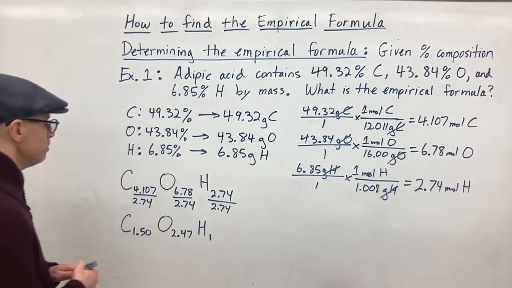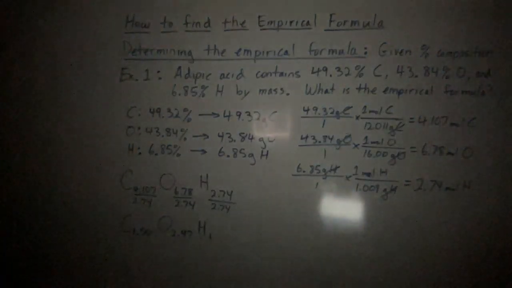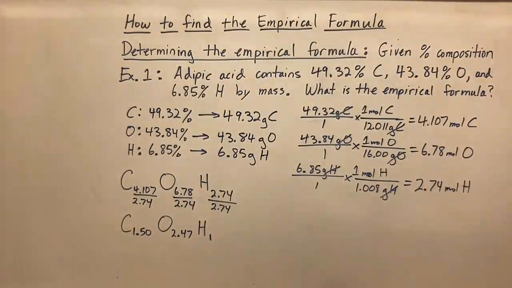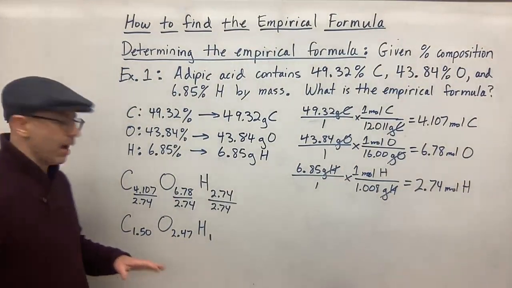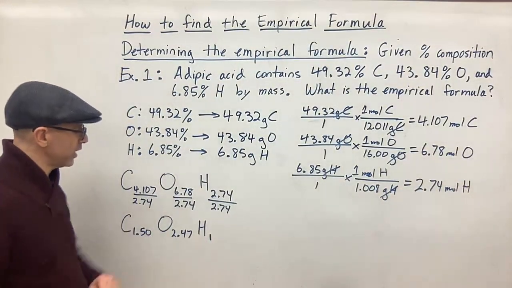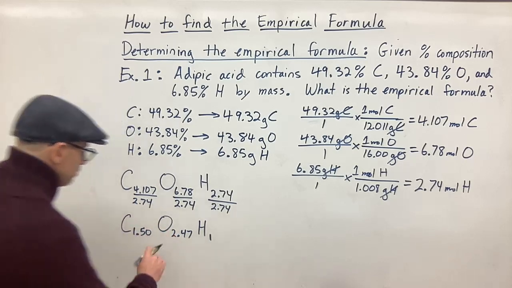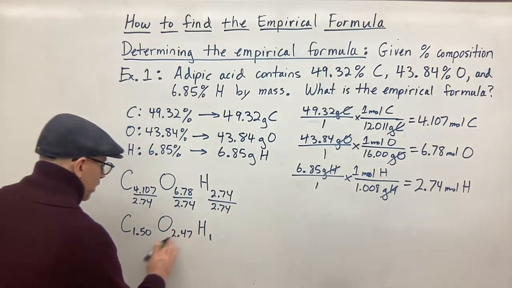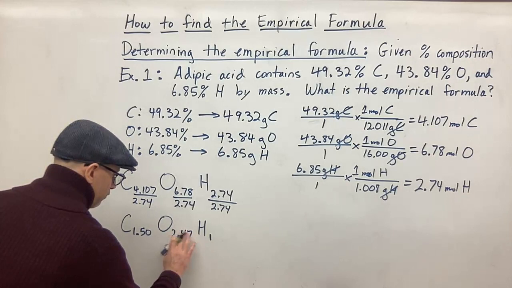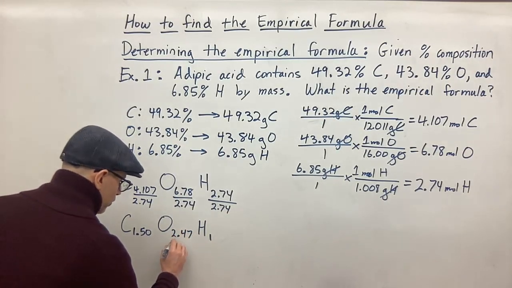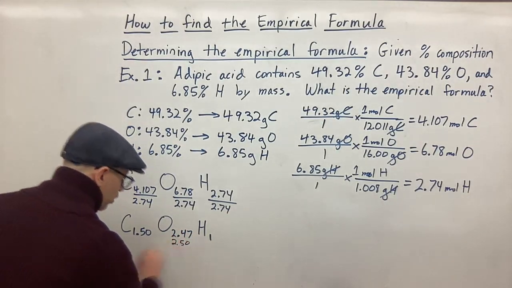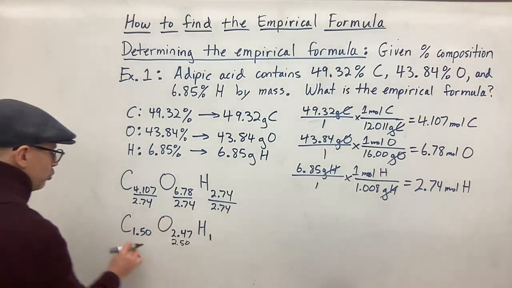So then, basically what I'm going to do is, sorry about that, I'm going to multiply all of these by 2. And so if I round this to 2.5, right? So this is 2.50. Now I multiply everything by 2.